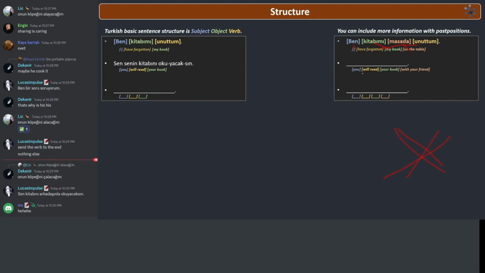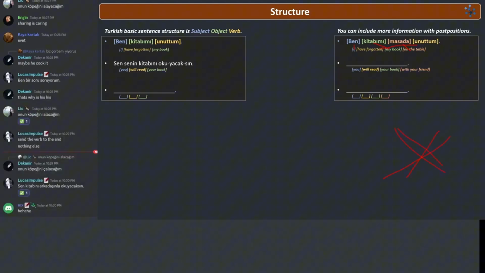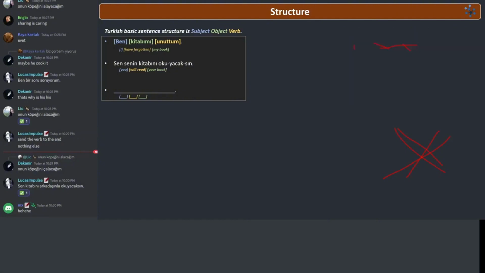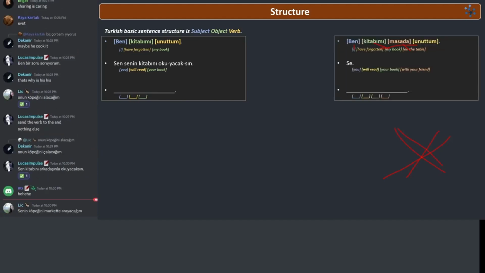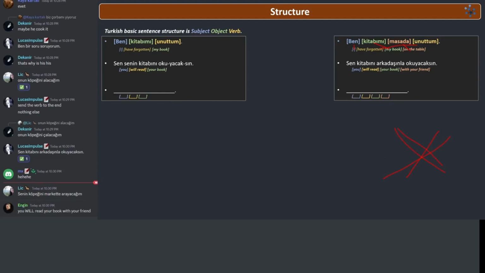And sen kitabını arkadaşınla okuyacaksın. That is correct, Lucas. Wait, where did it go again? Sen kitabını arkadaşınla okuyacaksın. You will read your book with your friend.